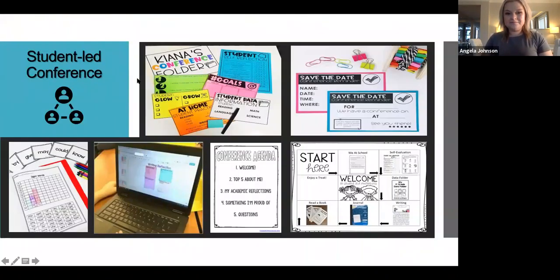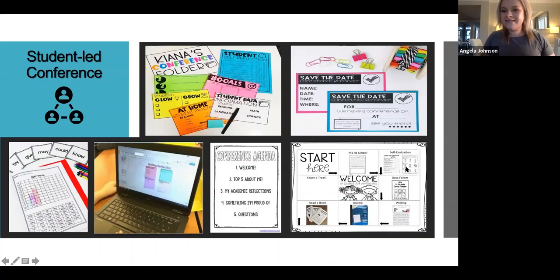And student-led conference goals, look at that. What you have there, examples of folders. Just take a minute to look at those images. You have a conference folder on top. There's a student self-reflection. Take a minute to do that, to look around.